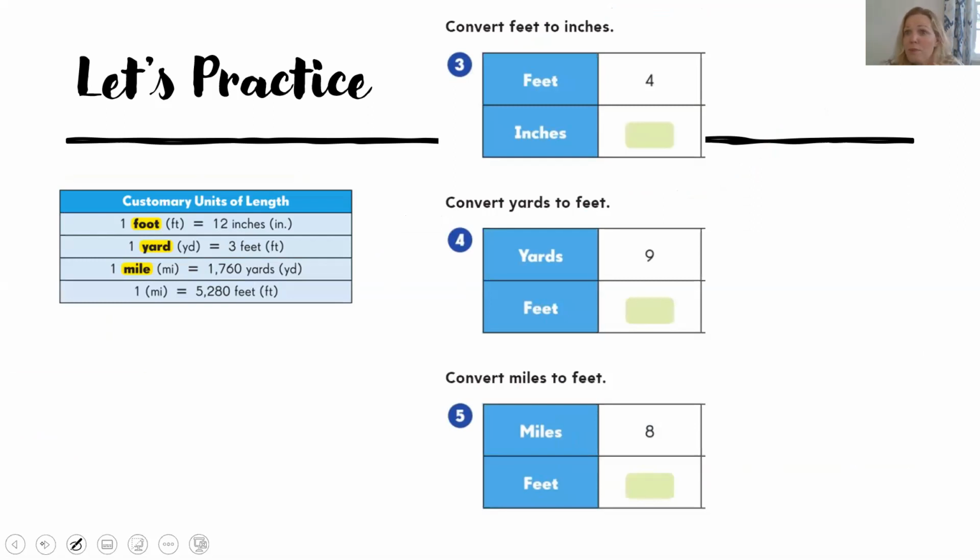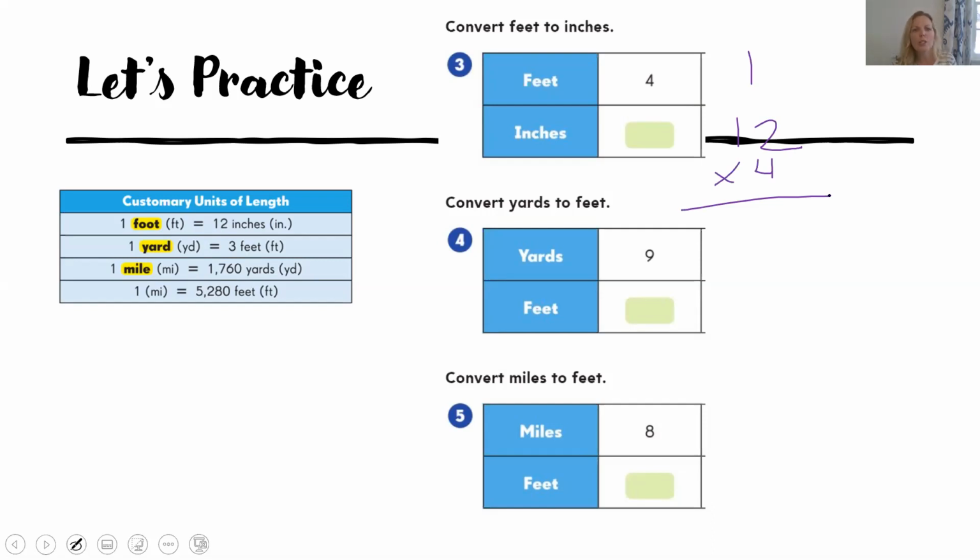Here's number 3, 4, 5, directly from your homework. Going from 4 feet to inches, we know that 1 foot is equal to 12 inches. So what do you do? You would multiply 4 feet times 12 inches, right? Definitely math you guys can do. So 12 times 4 should give you the answer there.